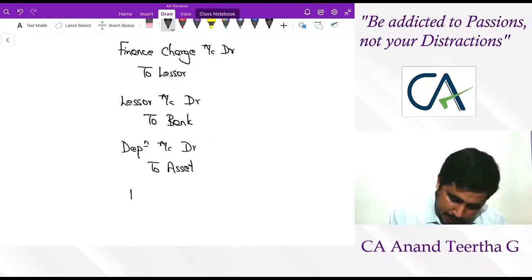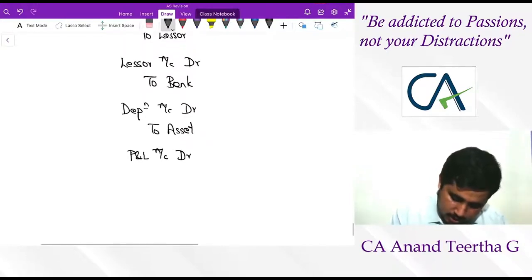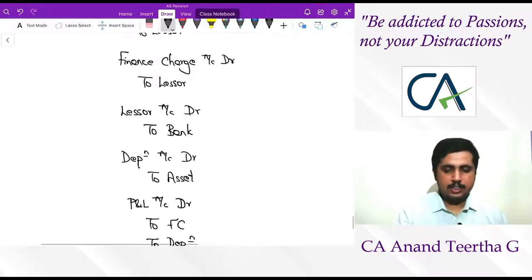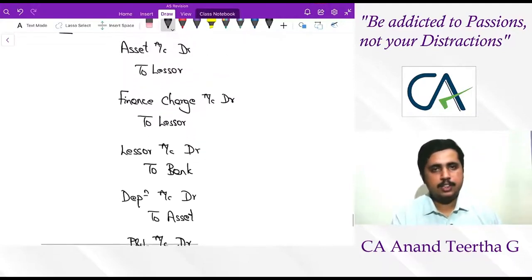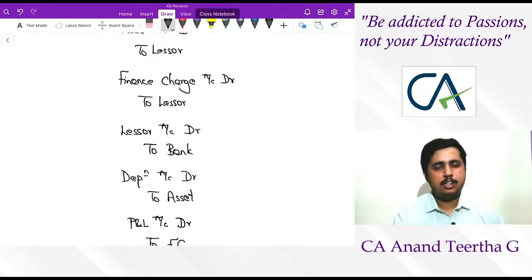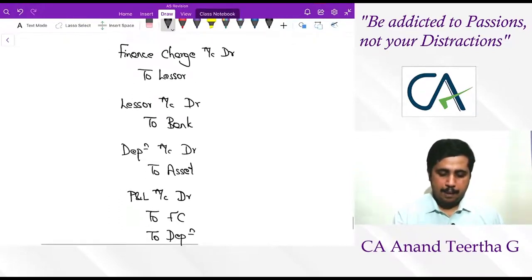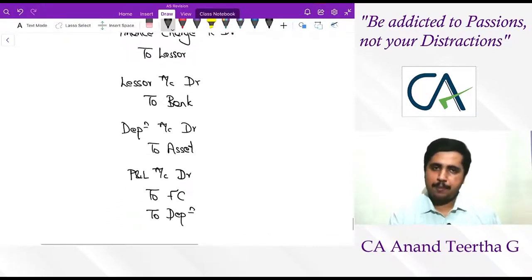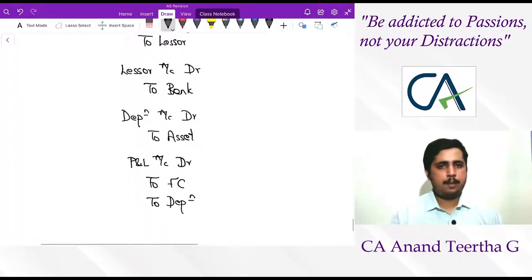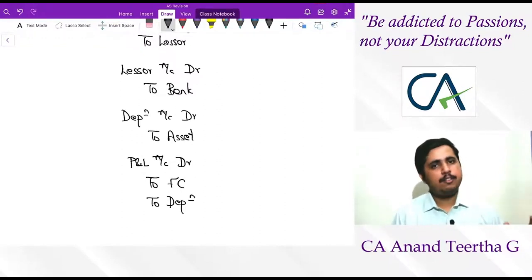Finally, P&L account debit to finance charge, to depreciation. So this is how you will pass your journal entries there. First is for asset recognition, and lessor is a liability. Then finance charge is an expense for lessee, so finance charge debit to lessor. Then payment of lease rental, lessor to bank. Then depreciation charged. Then all the nominal accounts will be shifted to P&L at the end of the year. So this is how you will pass the entry whenever you deal with lessee finance lease.